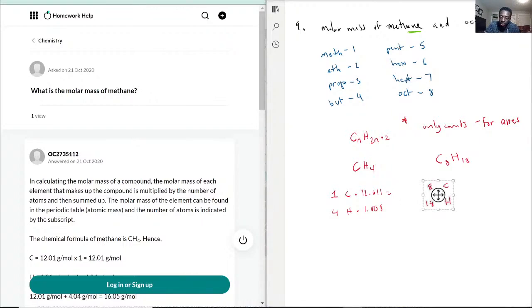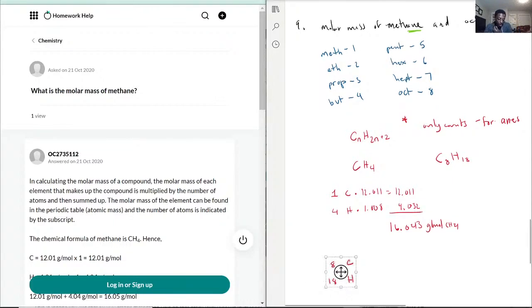And then we can just move this to the side. So that's 12.011 plus 4.032, which is 16.043 grams per mole of CH4. So just put this under. Okay, so with that, that's for methane.